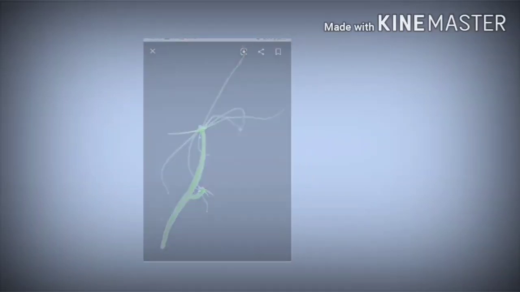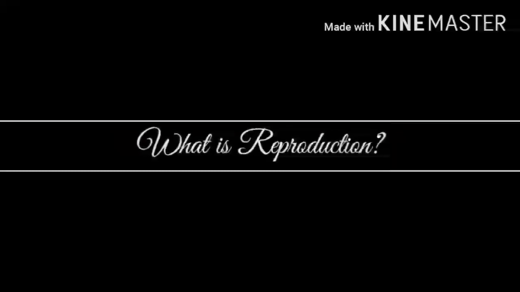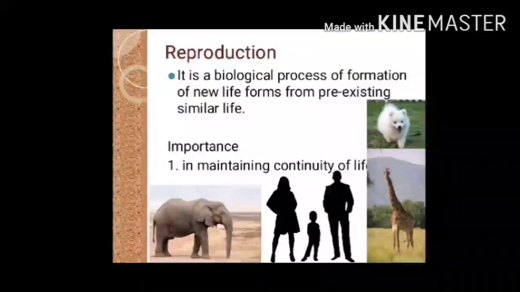Now let's see what reproduction is. See the definition of reproduction. It is a biological process of formation of new life forms from pre-existing similar life. This process is a vital process which enables a species to survive over a long period, even though the organisms or individuals live naturally for a limited period of life.